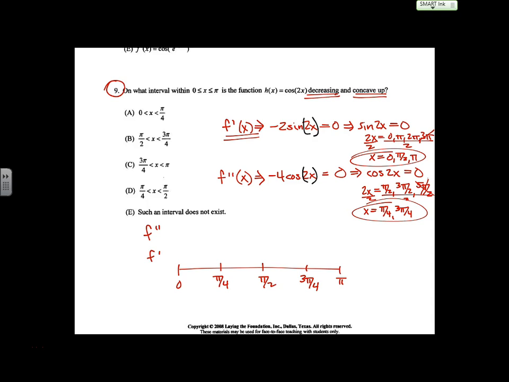The first derivative, 0 to pi over 2, if I plug in pi over 8, that'd be pi over 4 root 2 over 2, that'd be a negative for the first derivative. If I plug in the next interval, I still have a negative. I think I have negative for everybody.